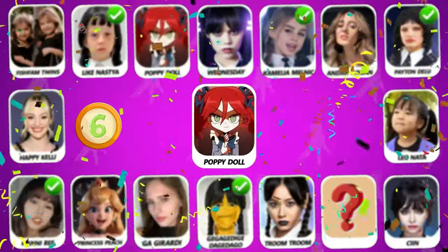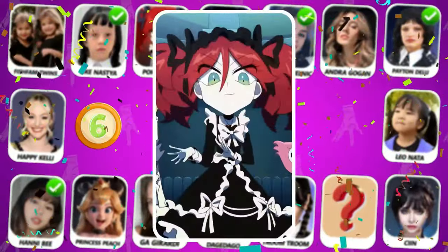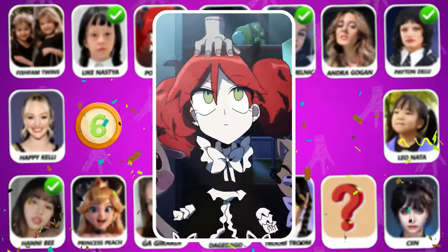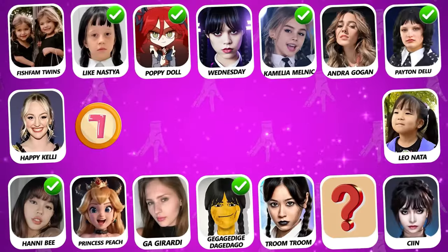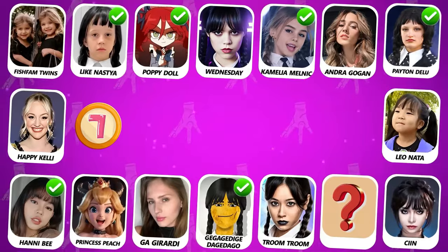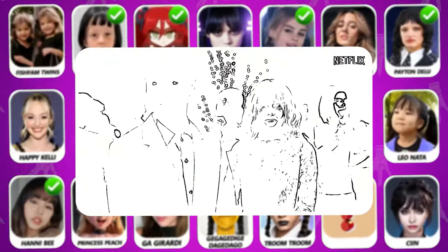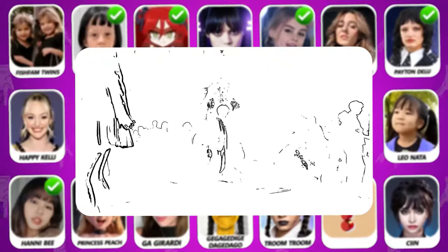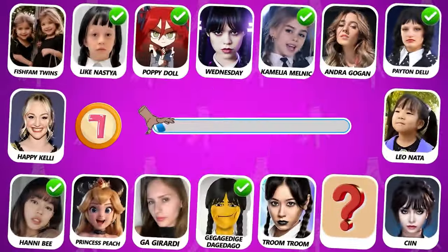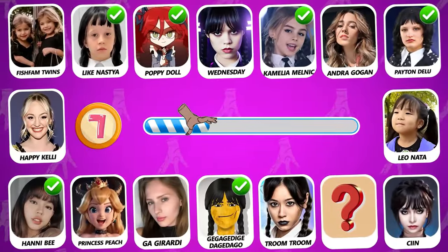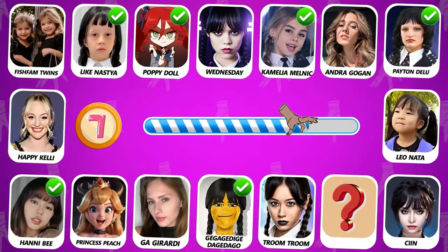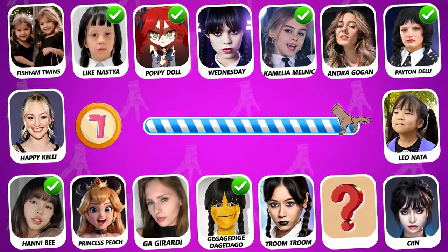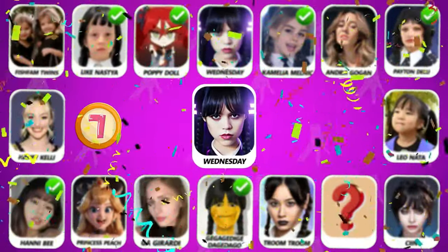Oh, this is Poppy Doll. Number 7. Guess who is dancing? She is Wednesday.